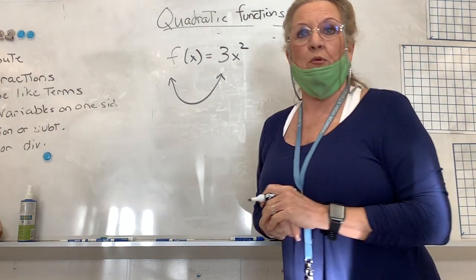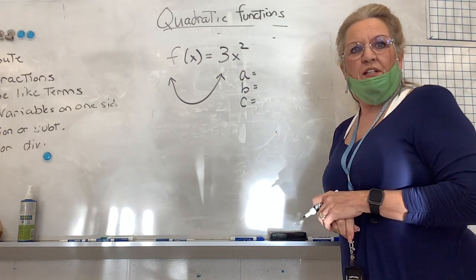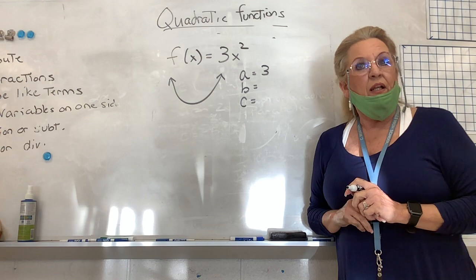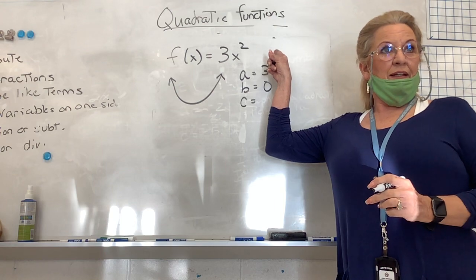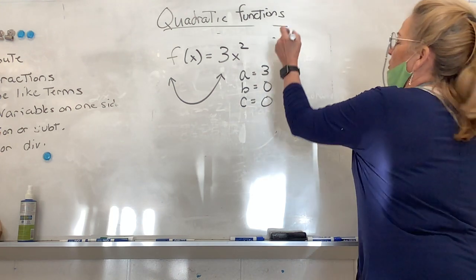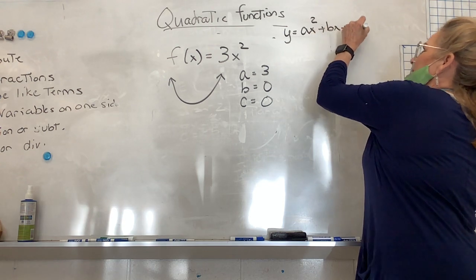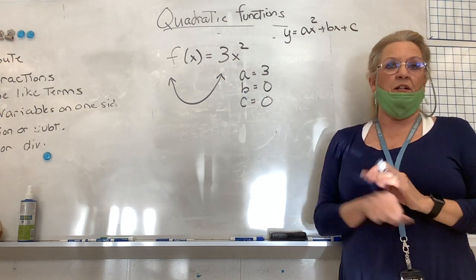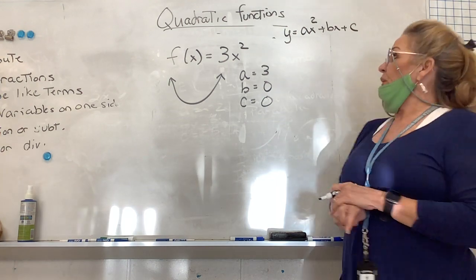I also know about this parabola what A equals, what B equals, and what C equals. A equals 3 because that's the number in front of the x squared. B equals 0 because there is no x here. And C is also 0 because there is no other number here. Remember standard form? Y equals ax squared plus bx plus c. All I have is an A. That's all I need. As long as I have an A that's squared, that makes it quadratic. So, I want to tell you this first.